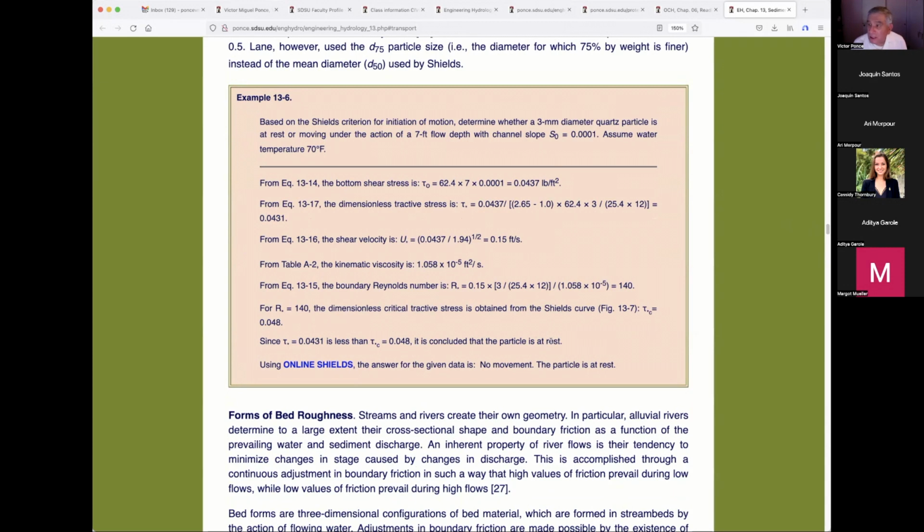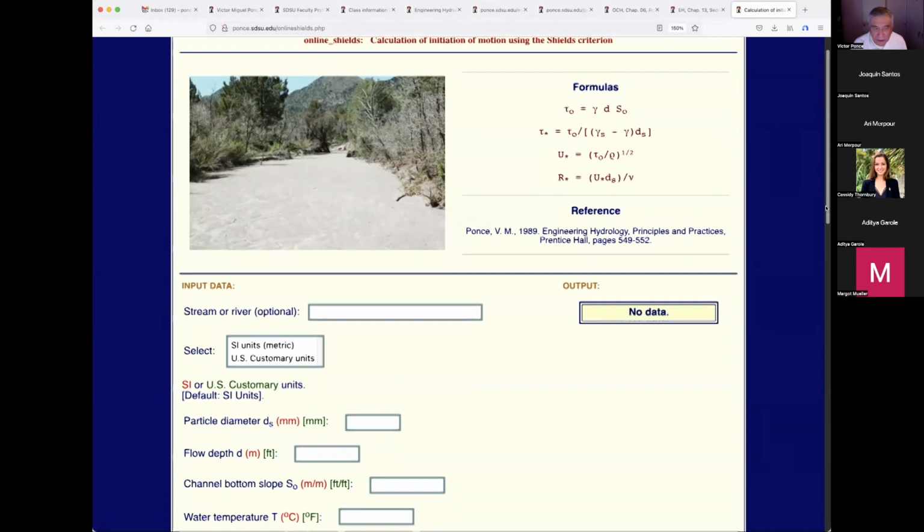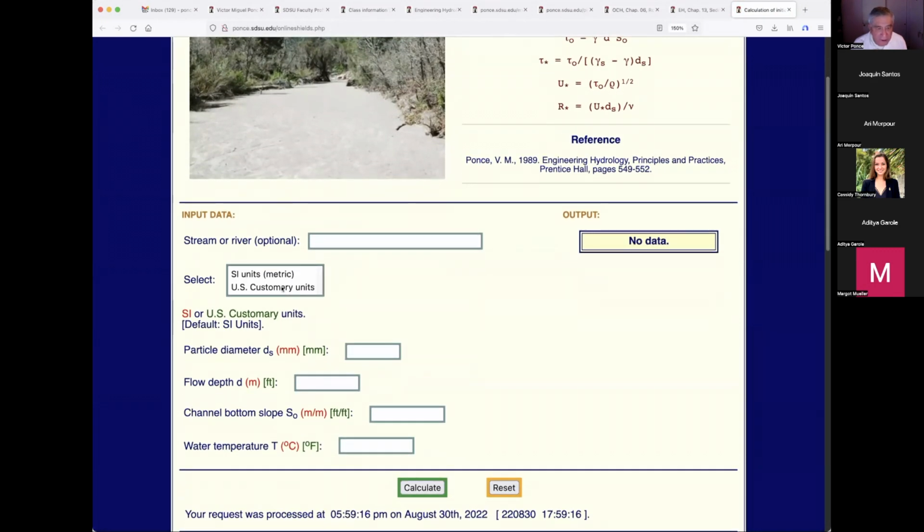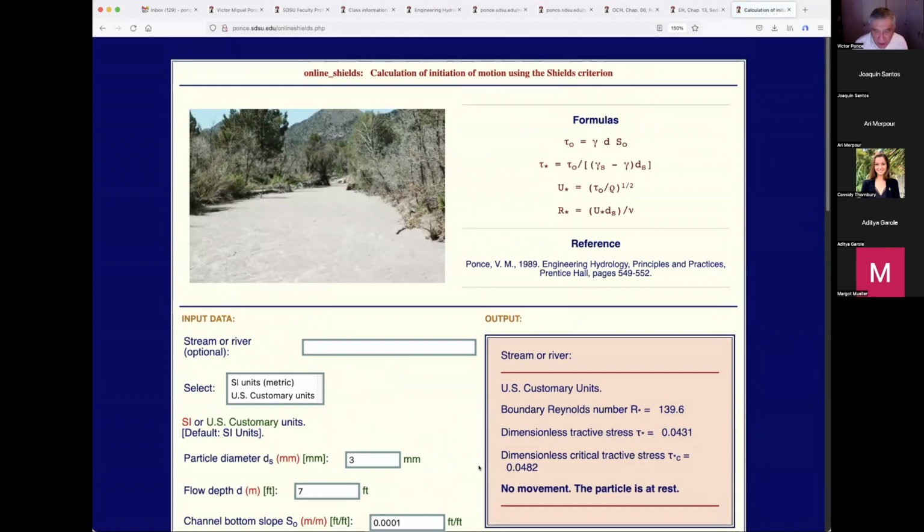That would be the end of this calculation. If we use online Shields, let me see if I can get this right. US customary, particle diameter 3, flow depth, channel bottom 0.001. I'm hoping that I am remembering all this data correctly. We'll see. That's right.